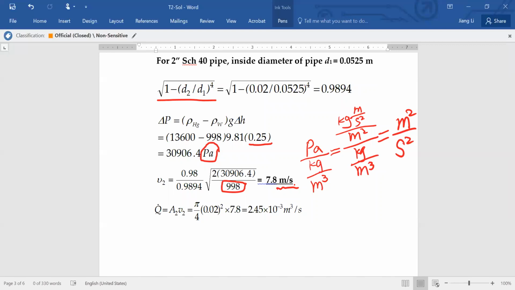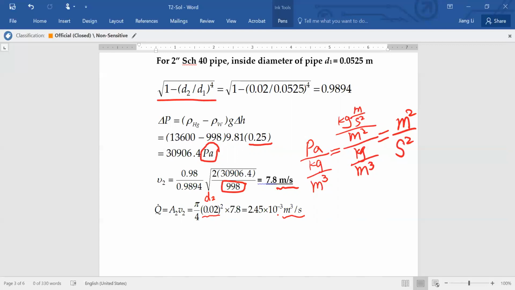Please take note, after that, you need to use A times V. For the A, you need to use D2 squared here. You cannot use D1, all right? So after you find the volumetric flow rate in meter cubed per second, it is quite a small number, 2.45 times 10 to the power minus 3. Okay, so this is how to calculate the velocity. Then from the velocity, you are able to calculate the volumetric flow rate.